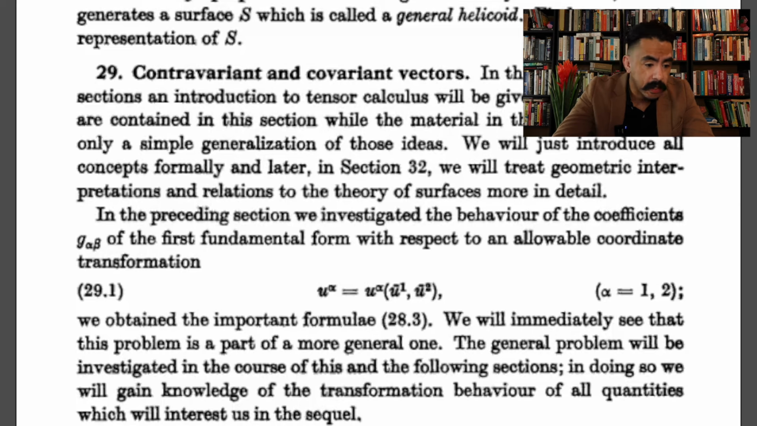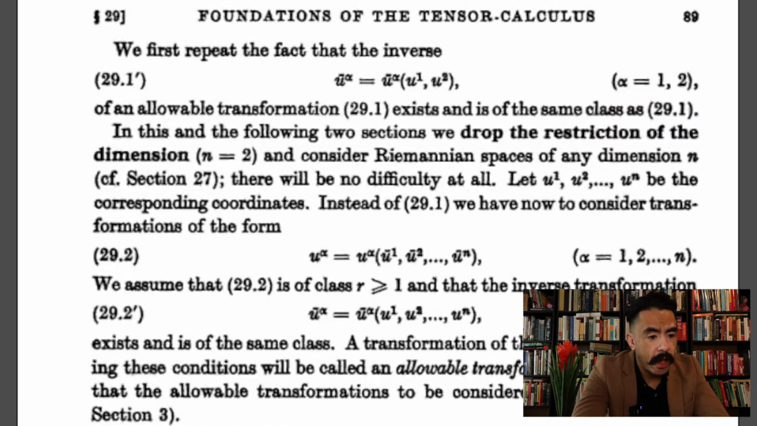We will immediately see that this problem is a part of a more general one. The general problem will be investigated in the course of this and the following sections. In doing so, we will gain knowledge of the transformation behavior of all quantities which will interest us in the sequel. We first repeat the fact that the inverse u over bar alpha equal to the function u over bar alpha of u1, u2, where alpha is equal to 1 or 2, of an allowable transformation exists and is of the same class as the previously given transformation.